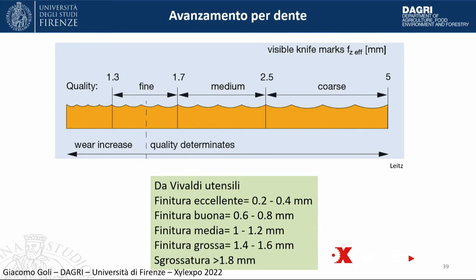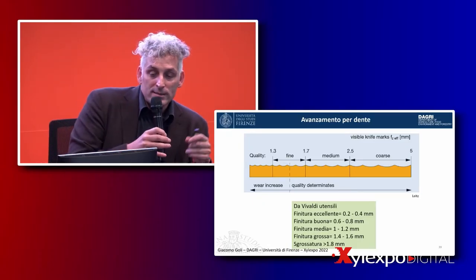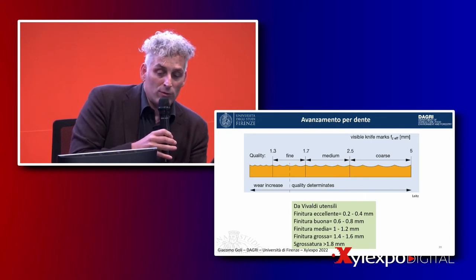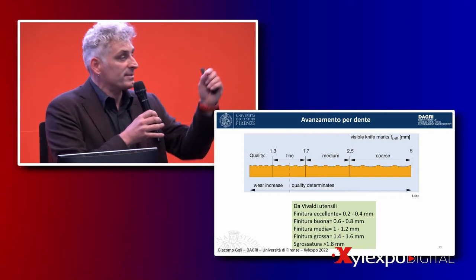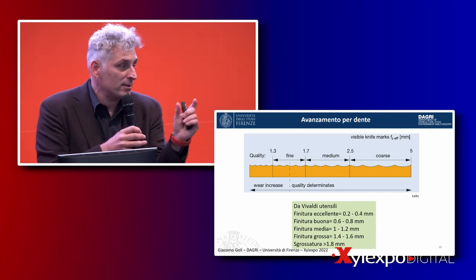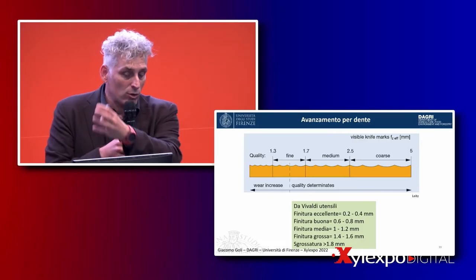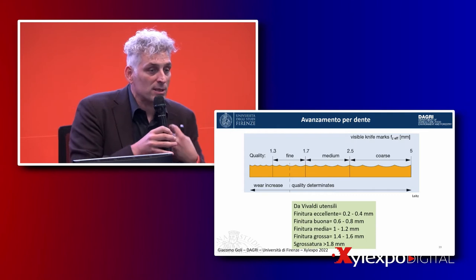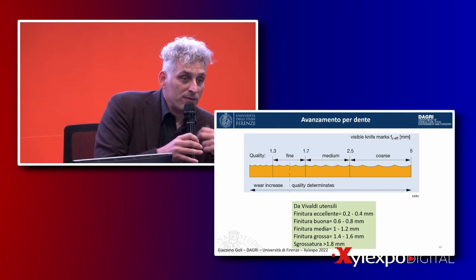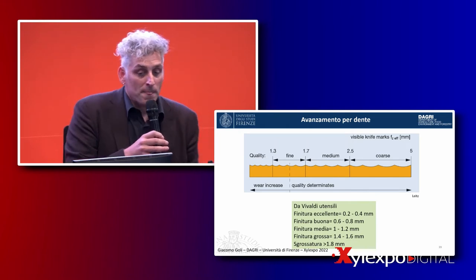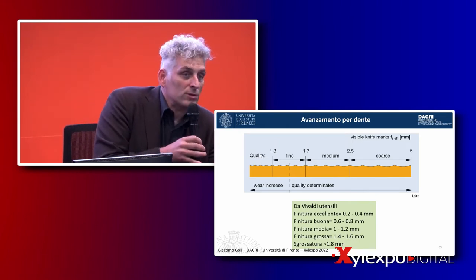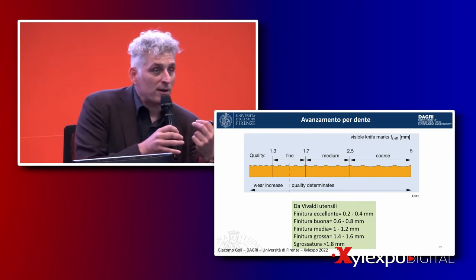These are data from the tool producers, but they define the quality. As you can see, if I have fine quality, it goes from 0.2 to 0.4 millimeters. So if FZ is within this range, I will have good fine quality. If I increase FZ, I will see those waves, and so quality decreases. So setting the feed speed can be done geometrically using the FZ formula to obtain the FZ I need.